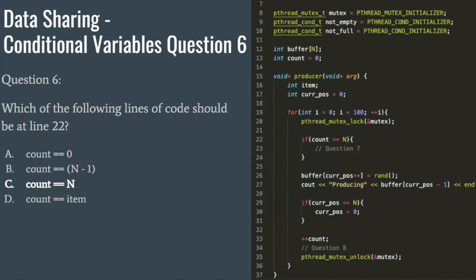Yes. Why? So you're saying that it's count equals n, because we have to use the buffer in the if statement. Not because of that. So, like I said, you had to take a look at your critical region, right? So, line 26, you have buffer at the current position incremented is equal to a random number. So, with this critical region, you're adding stuff to the buffer, right?